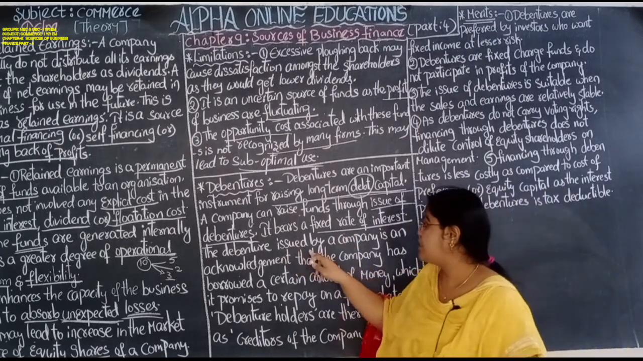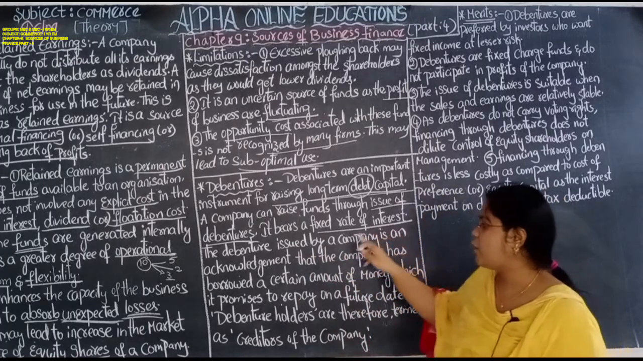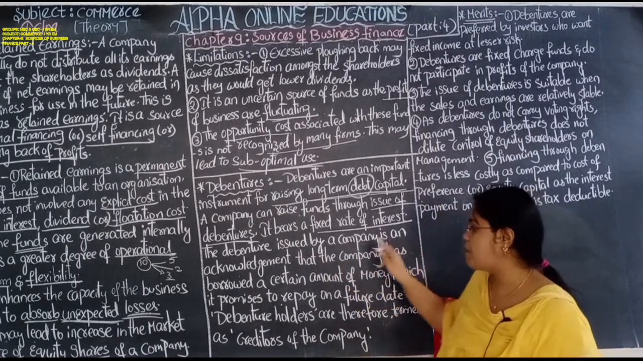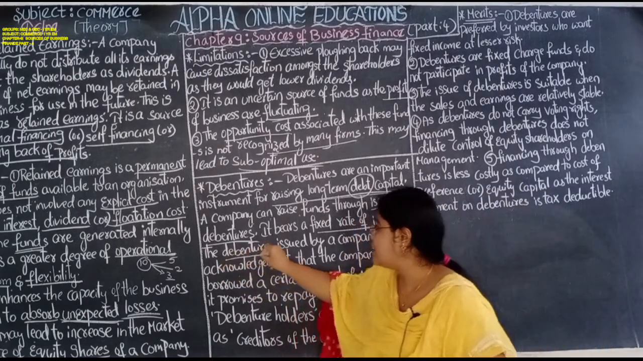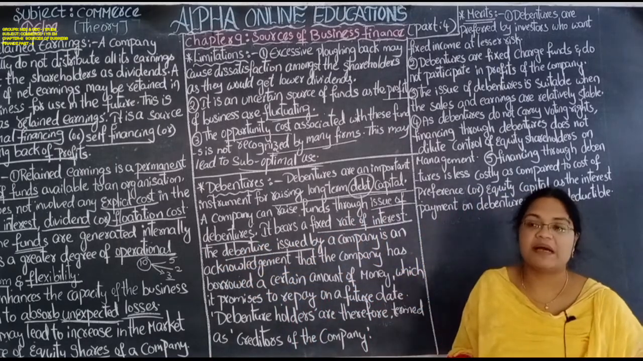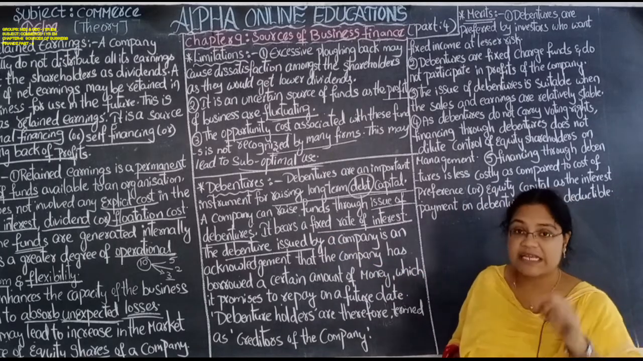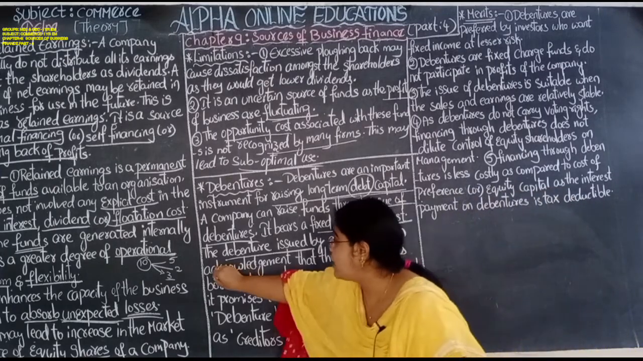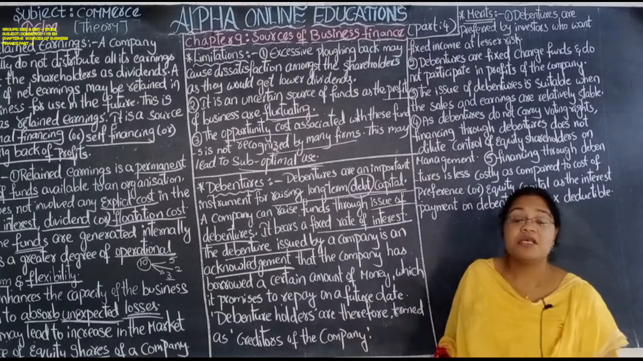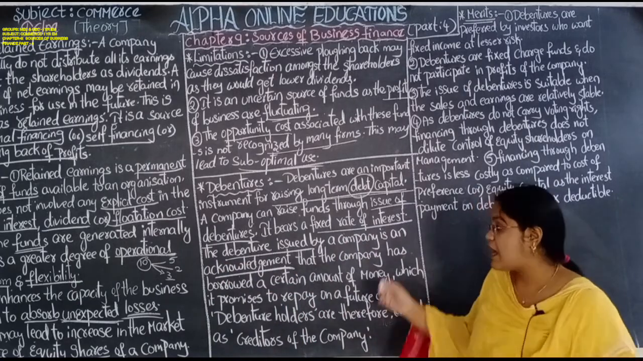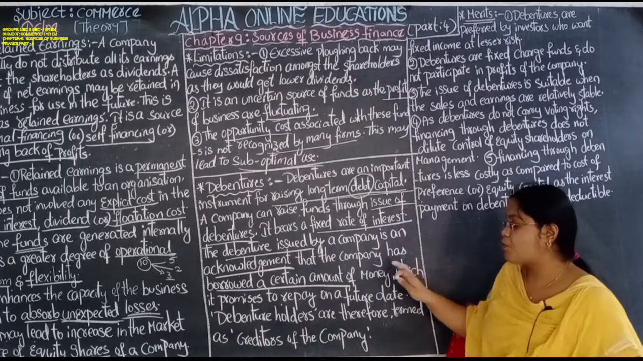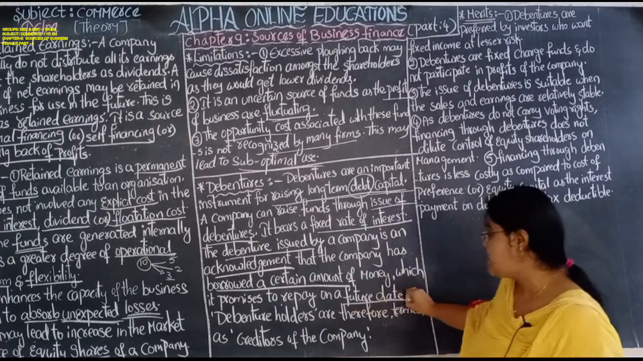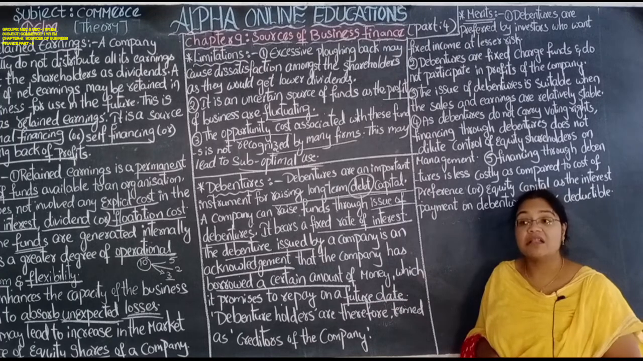The debentures issued by the company are an acknowledgement that the company has borrowed a certain amount of money. If a company is issuing debentures, it means it will indicate that the company has borrowed a certain sum of money which is promised to be paid on a future date.